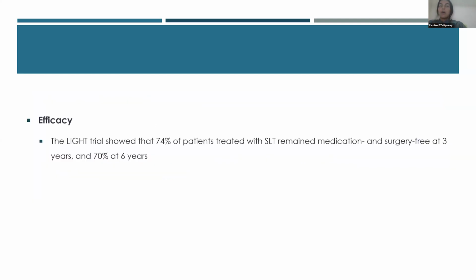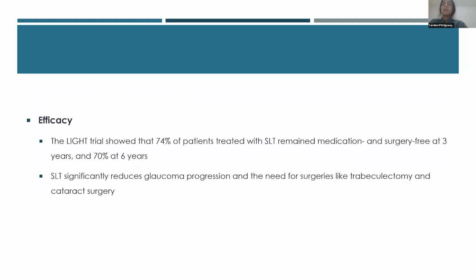So, the efficacy of SLT: the LiGHT trial shows that 74% of patients treated with SLT remained medication and surgery free at 3 years, and 70% at 6 years. SLT significantly reduces glaucoma progression and the need for surgeries like trabeculectomy and cataract surgery. It is equally or more effective than eye drops in controlling intraocular pressure.